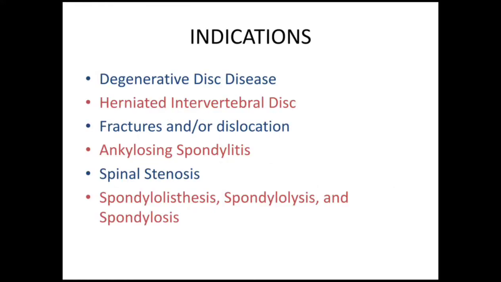Now these are some of the conditions in which a physiotherapist should measure the lumbar spine range of motion. These conditions can limit the range of motion. These conditions are degenerative disc disease, herniated intervertebral disc, fracture and or dislocations, ankylosing spondylitis, spinal stenosis, spondylolisthesis, spondylolysis and spondylosis. These are some of the conditions which lead to low back pain. So whenever you are doing an assessment of low back pain, it is very important to assess the range of motion of the lumbar spine.